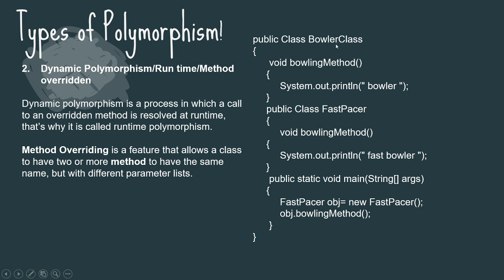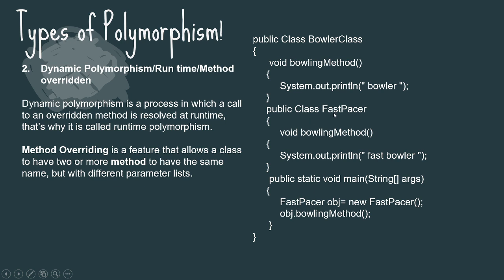Here the main class is created, the Baller class, and the method is the balling method, and we are printing different values. Baller is printed here, and in the second class the same method is written. The balling method is here, and the same balling method is here, but the printing is done differently. Here it is baller and here it is fast baller. So this is the difference in overriding, and whenever we want to get the result, we create an object of the class.